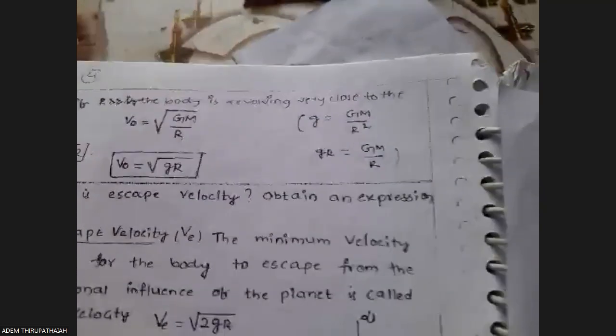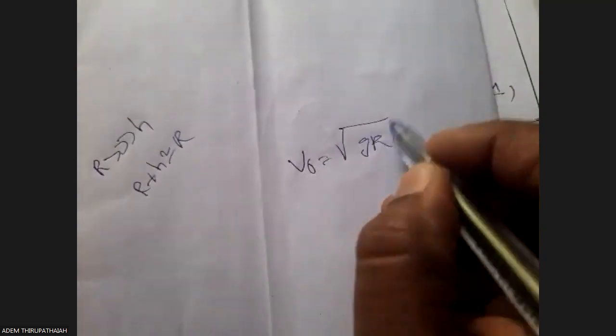Next, the relation between small g and capital G. This came in the second question. Remember, sir: small g is equal to capital G, capital M by R square. Therefore small g R is equal to capital G, capital M by R. So capital G M by R is replaced by g R. So the orbital velocity general formula V naught is equal to root of g R.